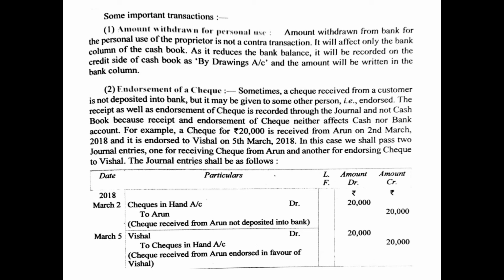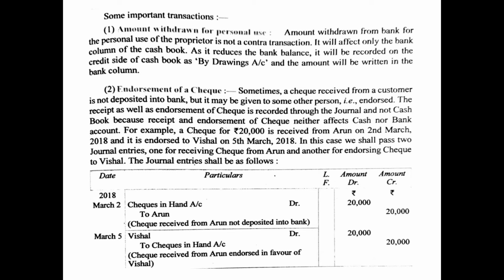Endorsement of a check means that when we have received some check, and rather than depositing the check in our bank account, we have passed on, we have endorsed the same check to somebody else to whom we had to make the payment. In that case, when we are not depositing the check in the bank, why will the amount be added in a bank account? So this endorsement of check, nowhere the cash is coming, nowhere the bank is coming, therefore it will not be a part of the cash book.